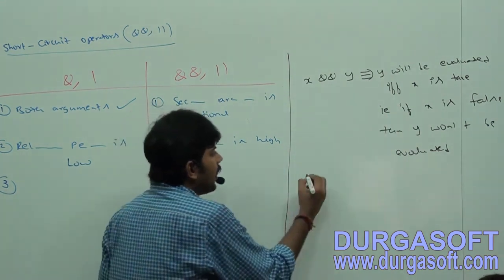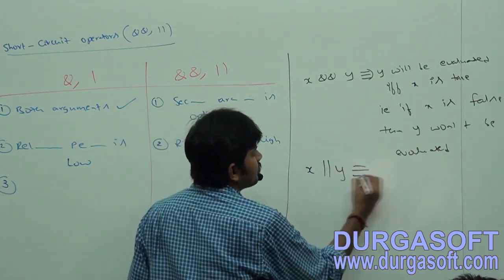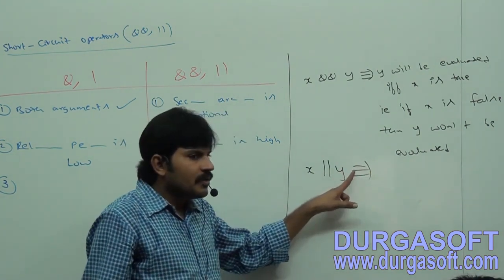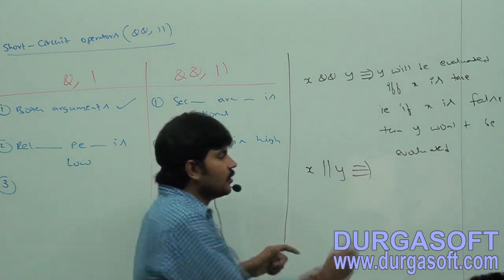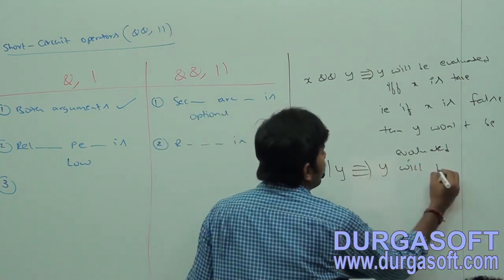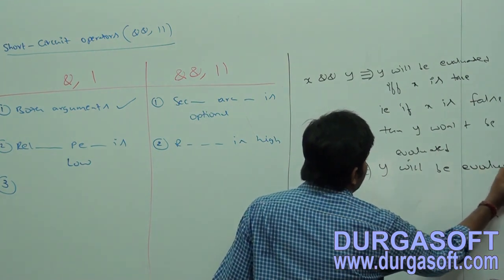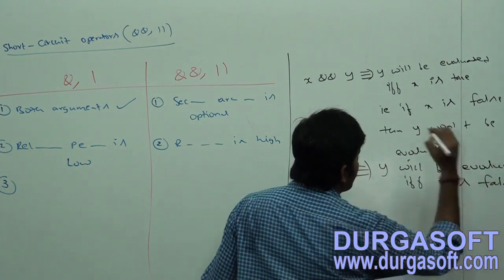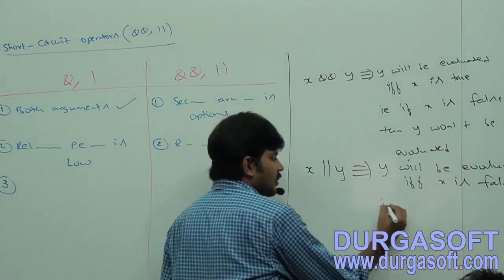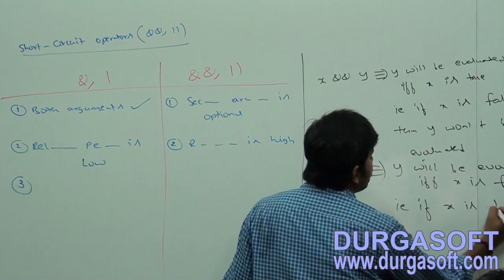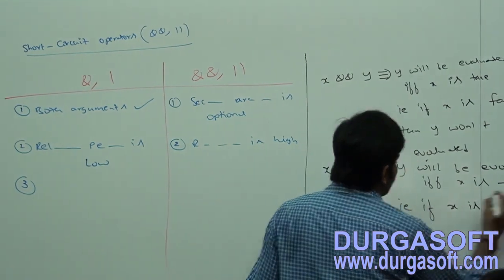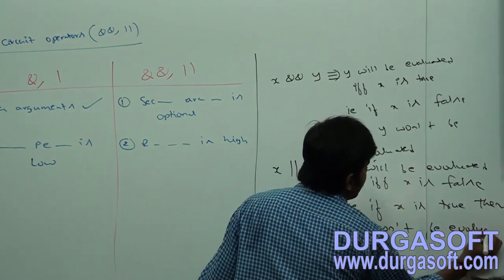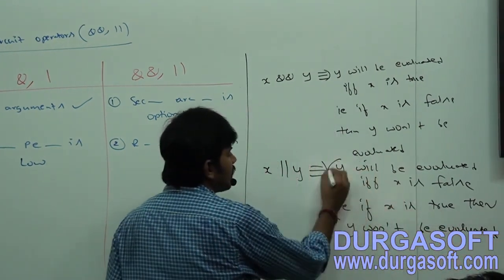Okay, this is the same for X double OR Y. When will Y be evaluated? Y will be evaluated if and only if X is false. That is, if X is true, then Y won't be evaluated, right?